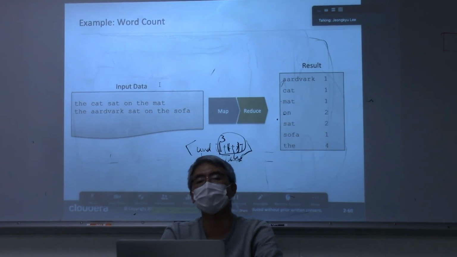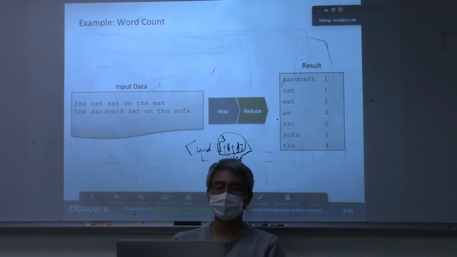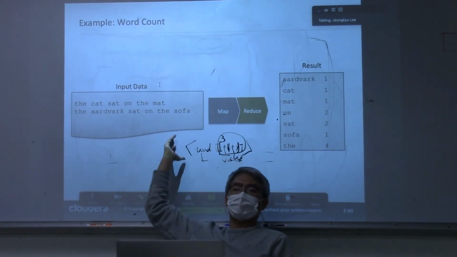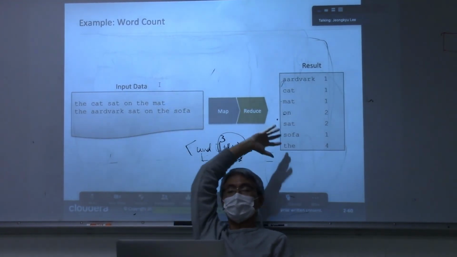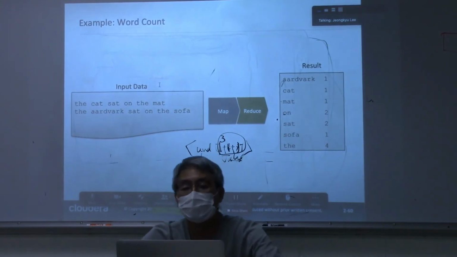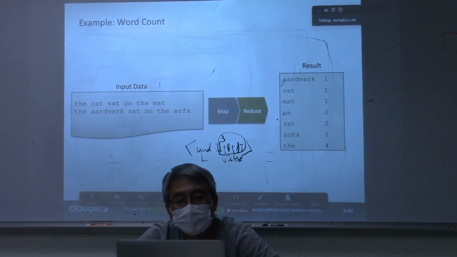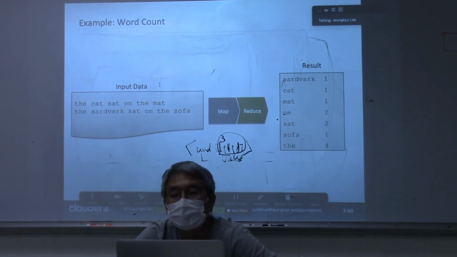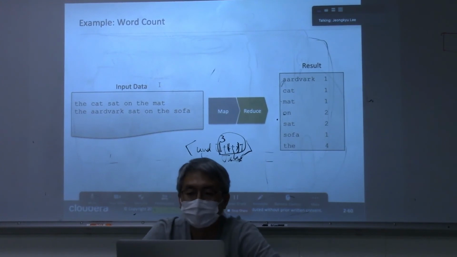So let's see the word count example. A simple example to understand MapReduce. In this example, the input data is text data like this. The output is the count for each word, like this. For example, the cat sat on the mat, the aardvark sat on the sofa. So how many aardvark? 1. How many cat? 1. How many on? 2. How many dog? 4. This is what we want.